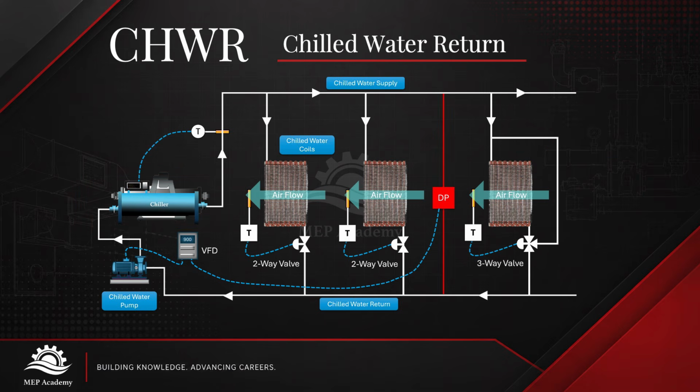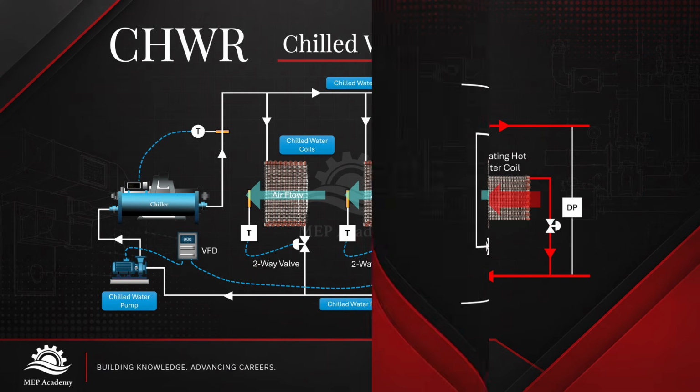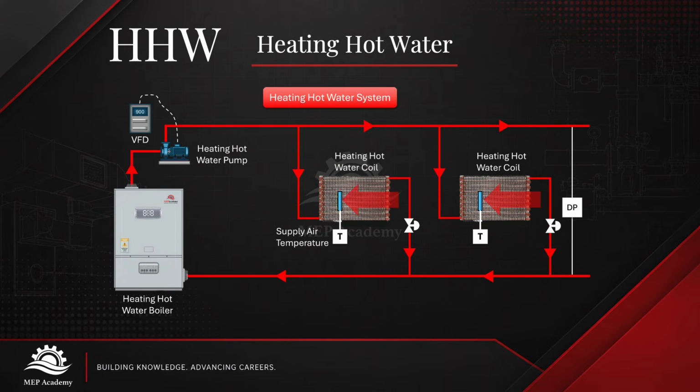Number 23. CHWR, chilled water return. Chilled water return is the warmer water returning to the chiller after absorbing heat at the cooling coils. The chiller removes that heat, cools the water again, and sends it back through the chilled water supply system. Number 24. HHW, heating hot water. Heating hot water is circulated through heating coils in air handlers, fan coil units, and other HVAC equipment. The hot water transfers heat to the air, passing across the coil to provide space heating.